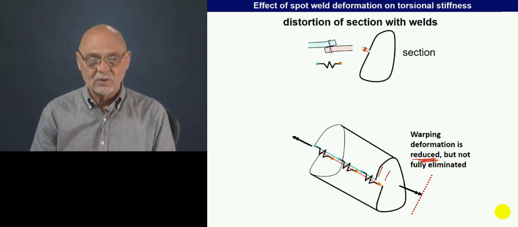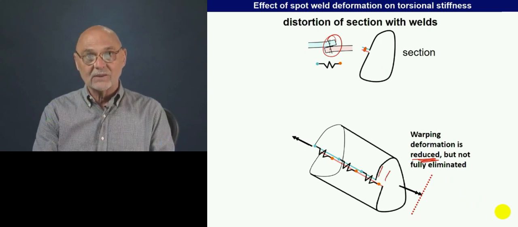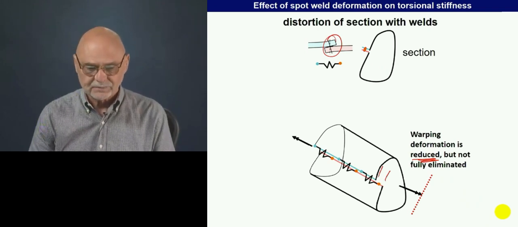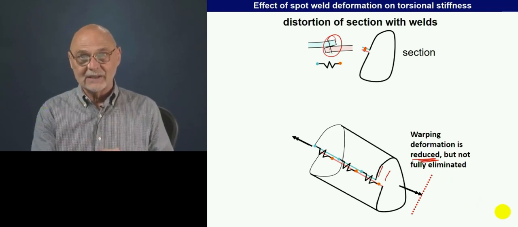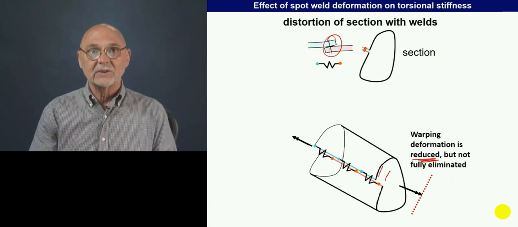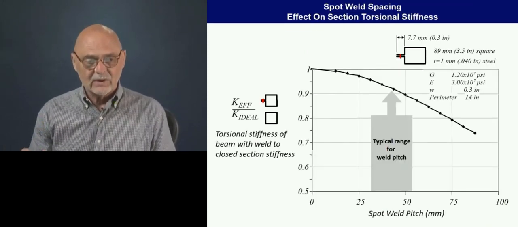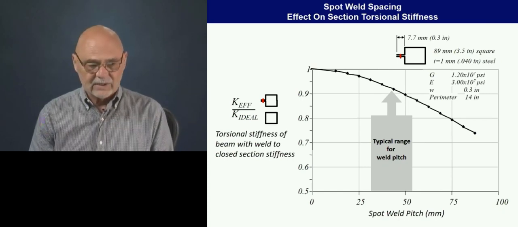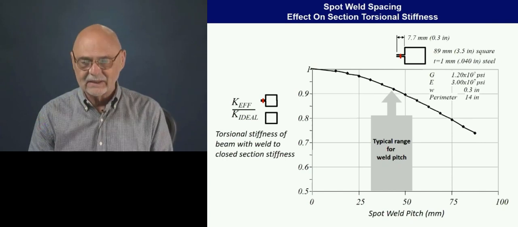And the reason we're somewhere in between is we have the spot weld that has a little bit of flexibility where we're attaching it. And the question, of course, is, is that a big flexibility or a little flexibility? Is it closer to the ideal closed section or is it closer to the open section? Okay. So here are some calculations that show where that ends up being.